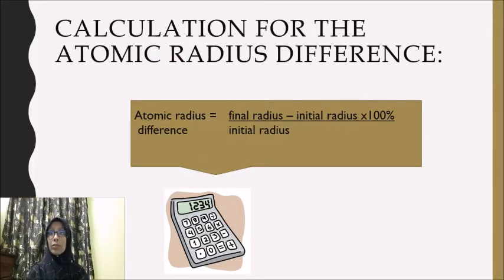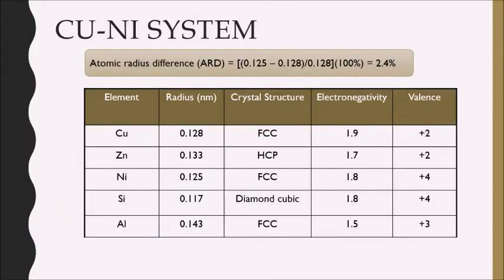This is the calculation for the atomic radius difference. Atomic radius difference equals final radius minus initial radius, divided by initial radius, times 100%. We will see the example on the next slide. Next, we will see the Cu and Ni system.